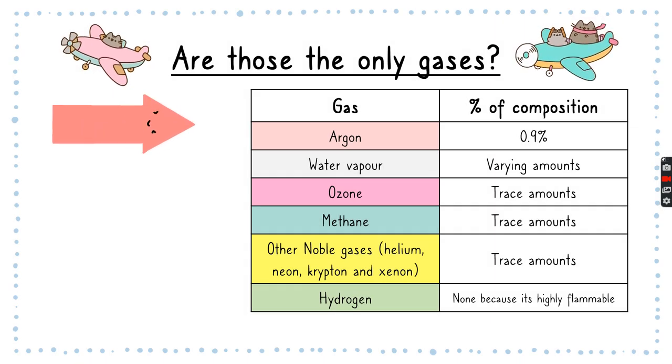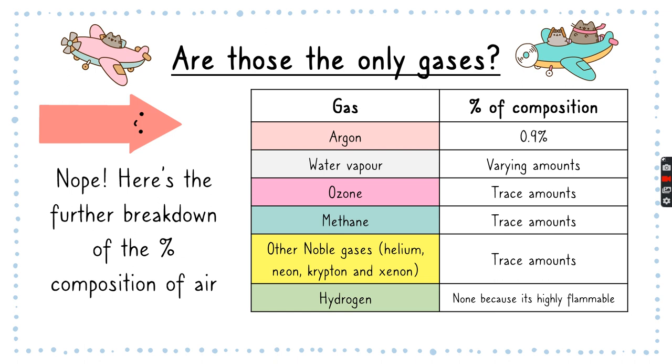Are those the only gases, though? Not really. There are other gases as well. So when we look into the breakdown of noble gases plus other gases that can be found, you have argon that takes up 0.9% of the air. Water vapor can be found in air too, but it comes in varying amounts. Ozone is a type of gas that can be found in the atmosphere, and ozone and methane are both in trace amounts, including the other noble gases like helium, neon, krypton, and xenon.